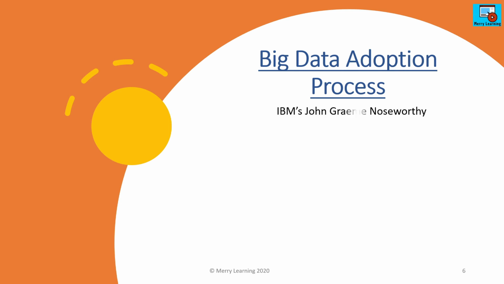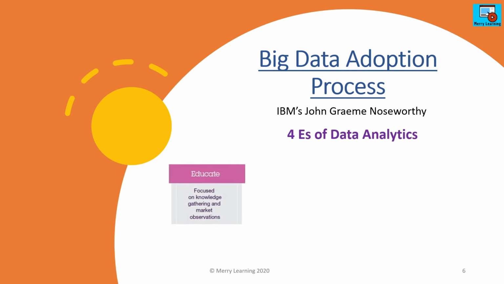This was proposed by IBM's John Graham Nosworthy and is called as the 4 E's of data analytics. The first phase is the educate phase, wherein a proper understanding of what big data and analytics mean to your organization and how you define it, how the marketplace in and around your industry and your competition are either applying or not applying analytics for operations is made.